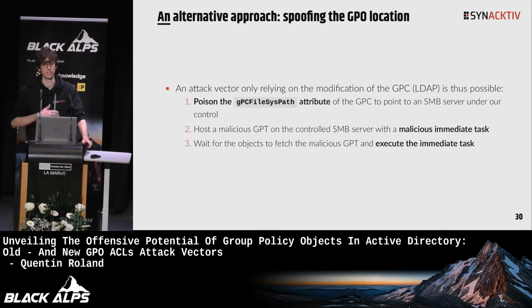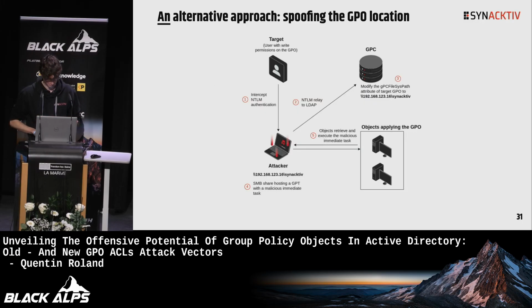We now have an attack primitive that will work only by modifying the GPC via the LDAP protocol, because what we can do is just poison the GPC file syspath attributes of the GPC LDAP object and point it to my SMB server. And then on my SMB server, I will just host a malicious group policy template with a malicious immediate task. The clients will happily authenticate to me, fetch the files, execute my immediate task with elevated privilege, and they will be compromised.